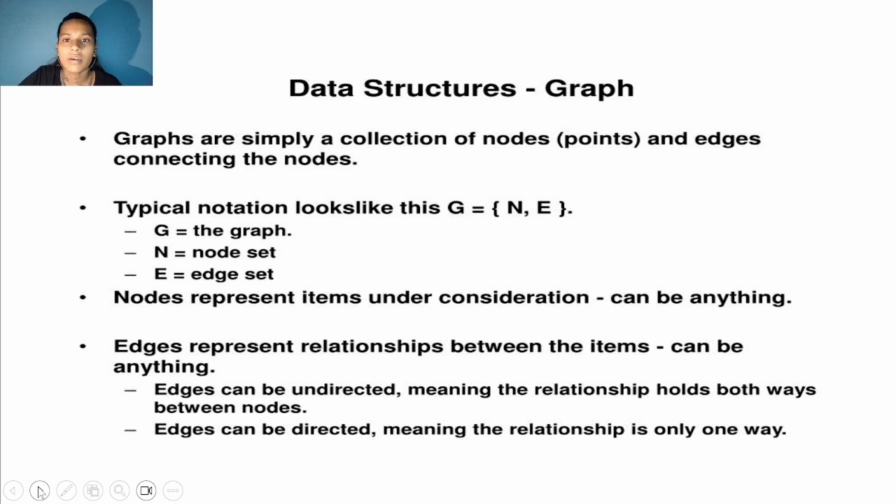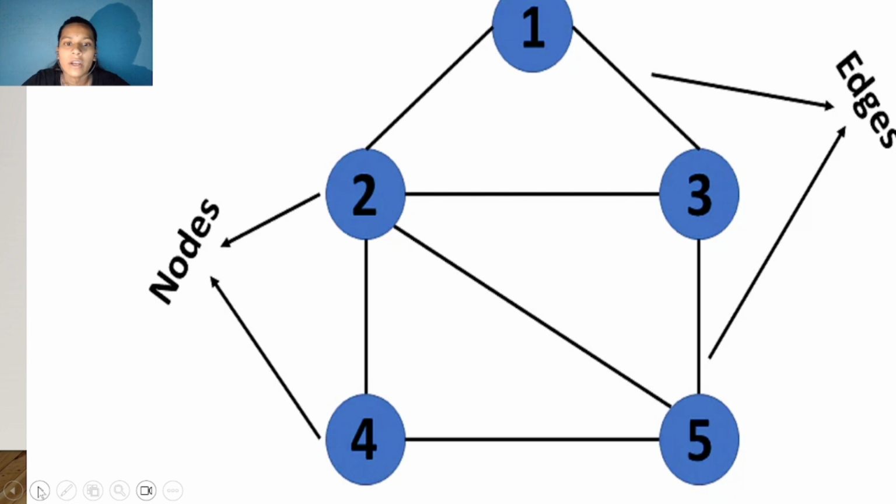A graph is a collection of vertices and edges connecting the nodes. Vertices are the individual points. Edges are the connections between two vertices. Here, 1, 2, 3, 4, 5 are the vertices. Edges mean connections between two vertices. Here, nodes and vertices are the same.